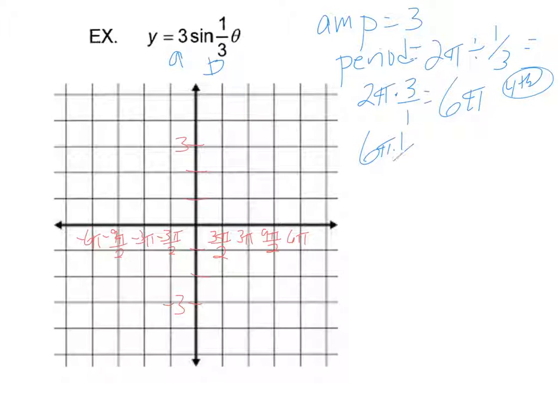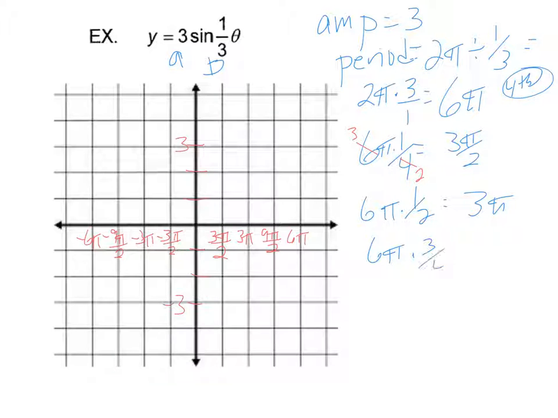6 pi times a fourth. You're going to have to reduce diagonally a little bit. 6 and 4 both divide by 2, so that would leave you with a 3 and a 2. 3 pi over 2. And then 6 pi times a half would be 3 pi, and 6 pi times 3/4 reduced diagonally is 9 pi over 2.